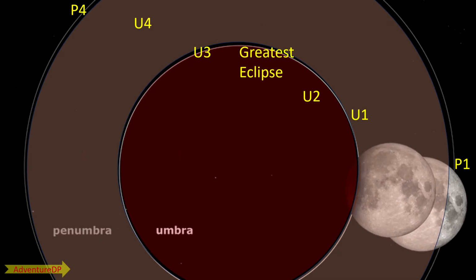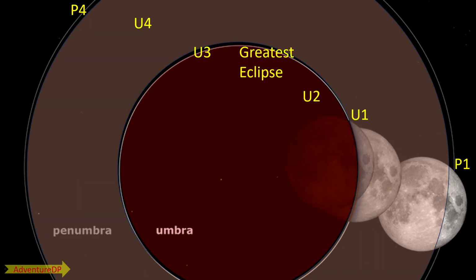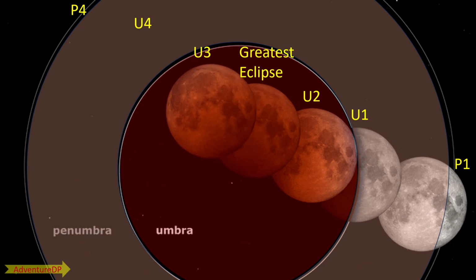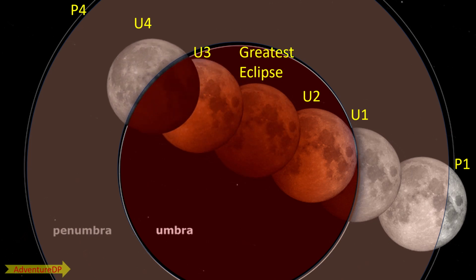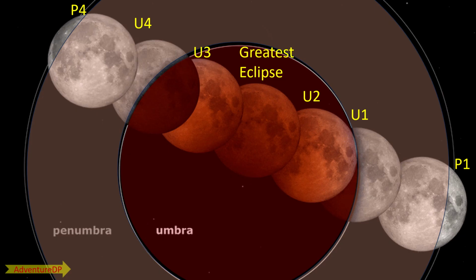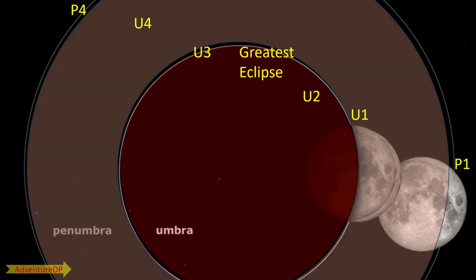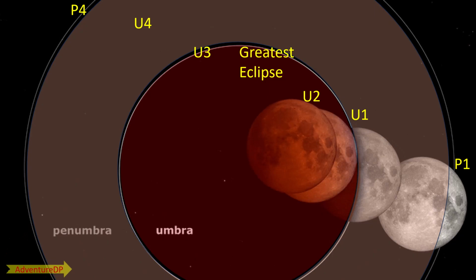The phases of a total lunar eclipse. First contact, penumbral eclipse begins, P1. The eclipse starts as Earth's outer, lighter shadow, the penumbra, first touches the moon's outer limb. This stage is subtle and difficult to notice.